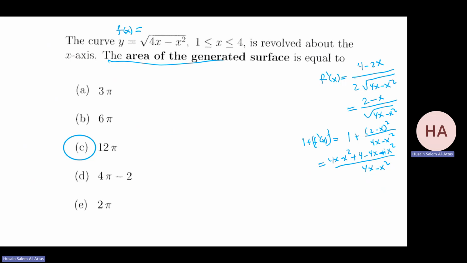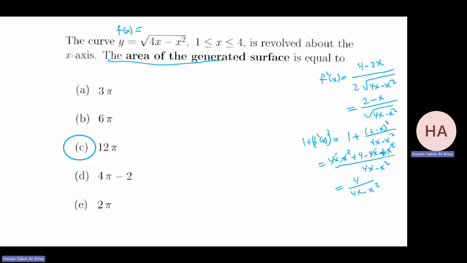Plus, so it will be plus x squared, y minus... this is plus 4 minus 4x plus x squared. So this is cancelled. This is cancelled. So I'm getting 4 over 4x minus x squared.